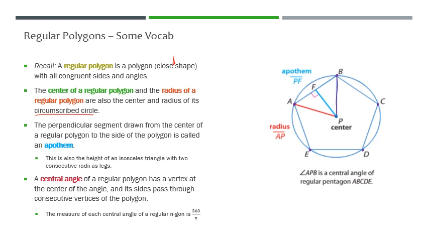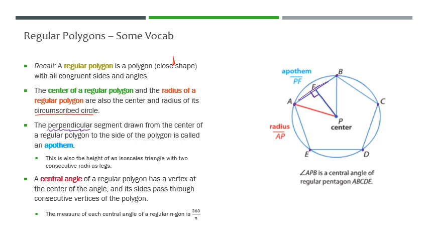Okay. Now the next word is a little funky. This one might be new for us, and that's apothem. So our apothem is going to be a perpendicular segment, that's especially key, drawn from the center, P in this case, of our polygon, to the side, any side. We have one drawn here. This would be an apothem. So notice it starts at center P, it goes out to side AB, and it is perpendicular to that side.